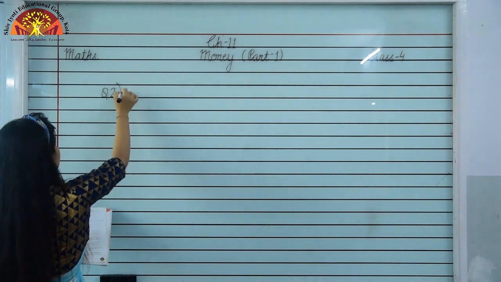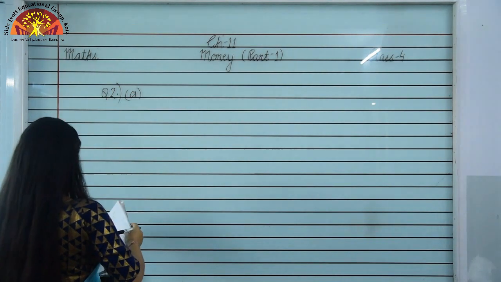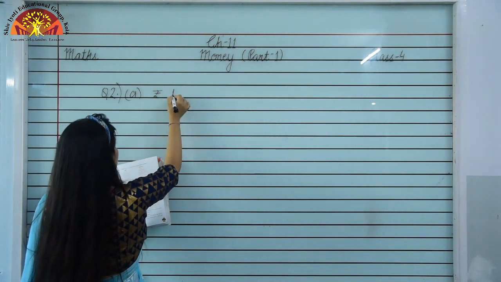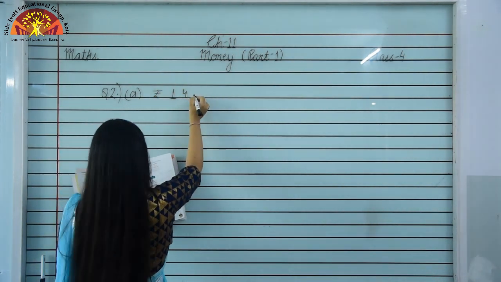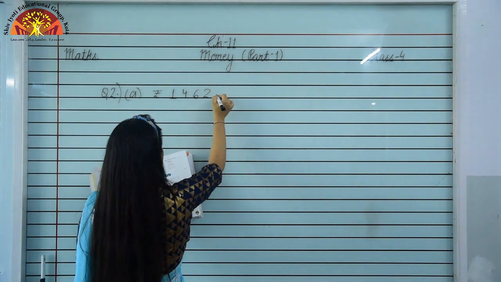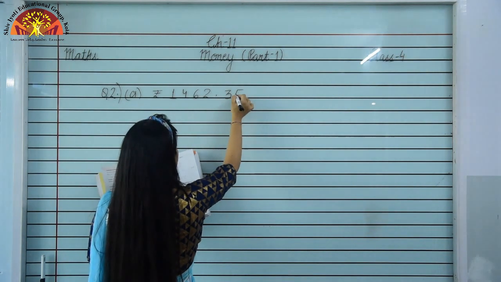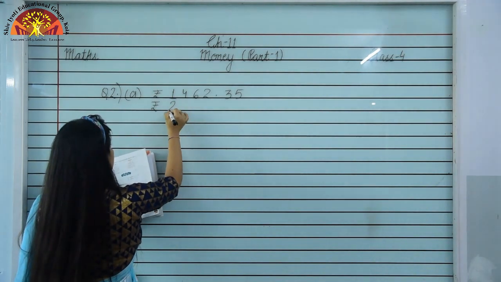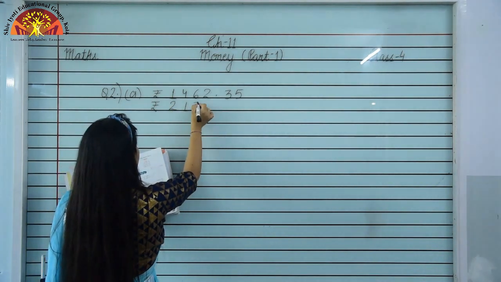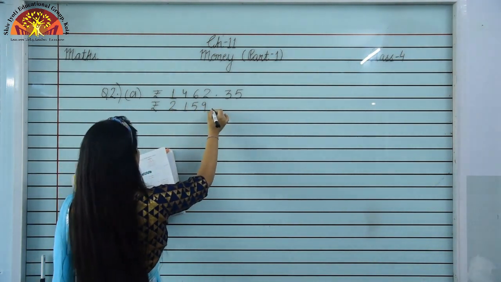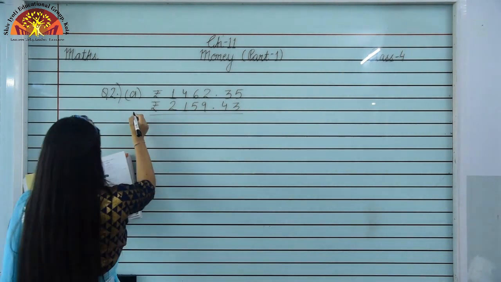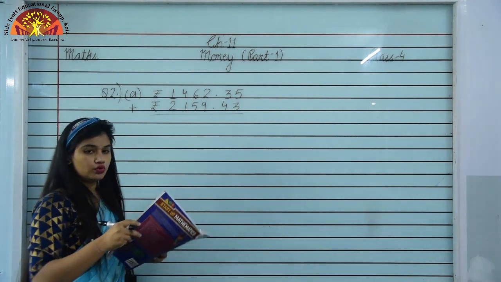Question number 2, A part is rupees 1462.35 and rupees 2159.43, and we have to add them.